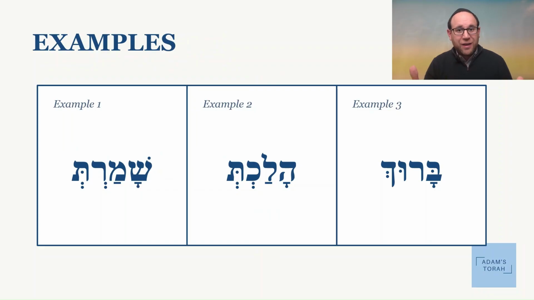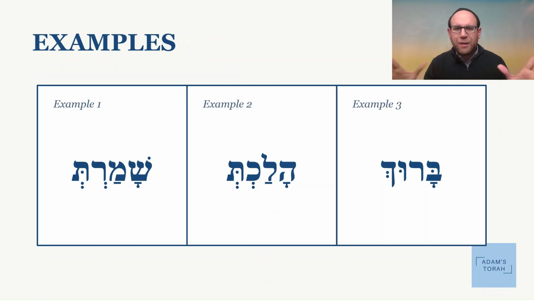You might notice that the tav also has a dot in it, and you might think, well, that dot is the dagesh. Rule number 2, it has to be a Sheva Na, but that's not correct, because it's a Sheva at the end of the word. Rule number 4 overrides. A Sheva at the end of the word will always be a Sheva Nach.